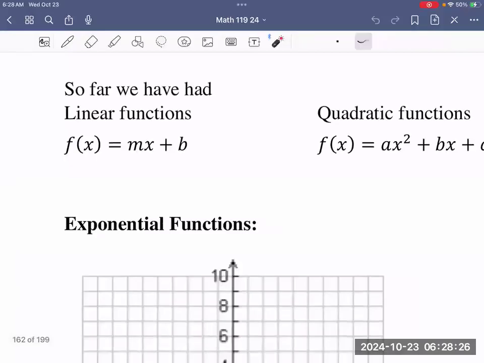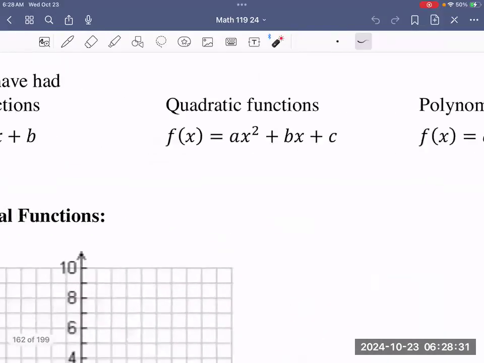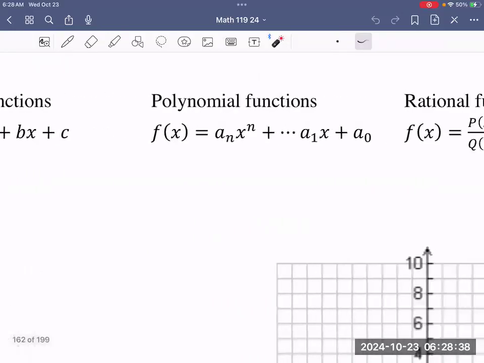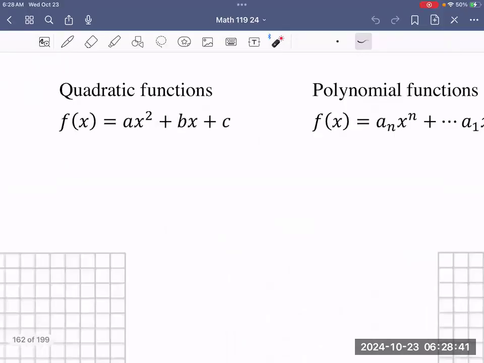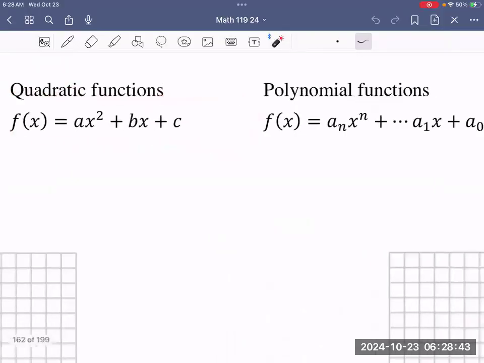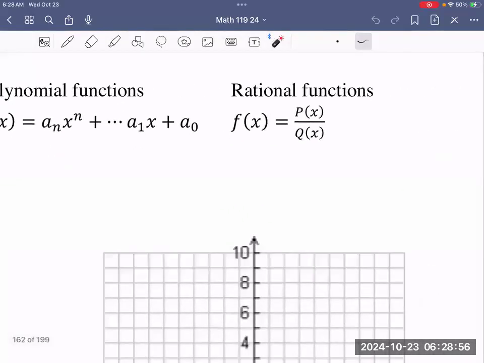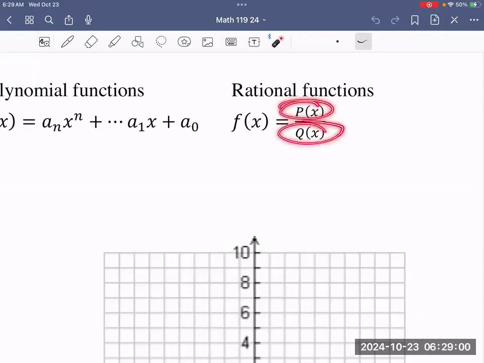We've had linear functions of the form f(x) = mx + b. We've had quadratic functions where we have ax² + bx + c. And then polynomials, very similarly related to this quadratic, except it's not degree 2, but it could be 3, 4, 5, or more. And the setup is very similar. So you have your leading coefficient, lots of terms in the middle, and then your constant. Then we also graphed rational functions where we just have a polynomial above and below.